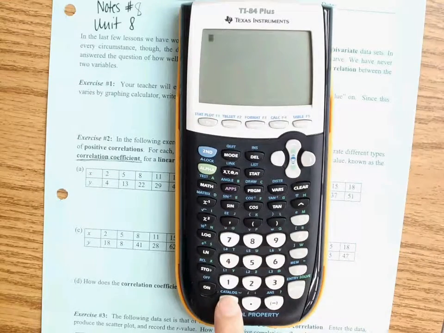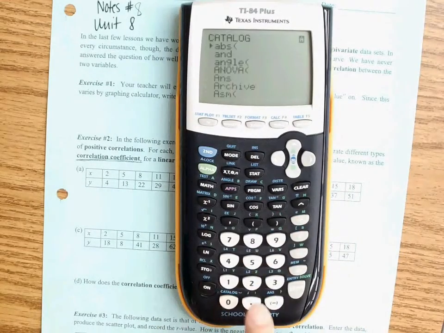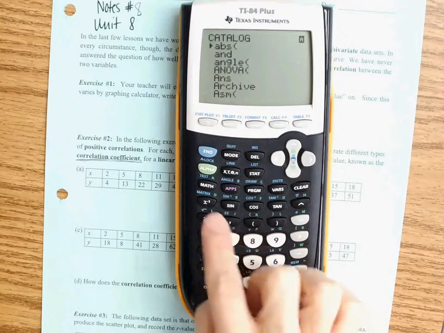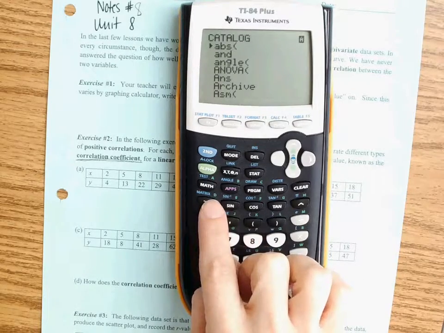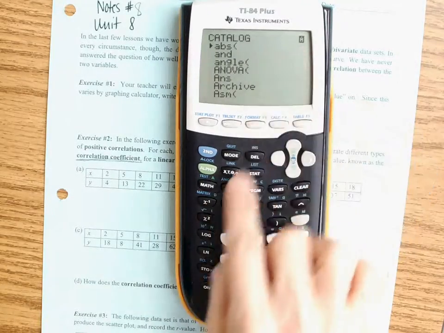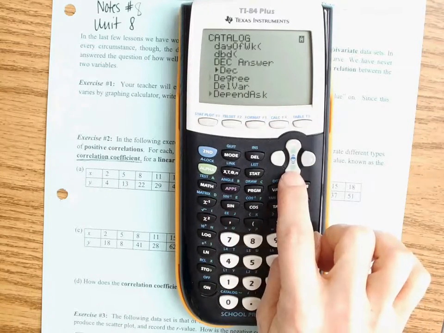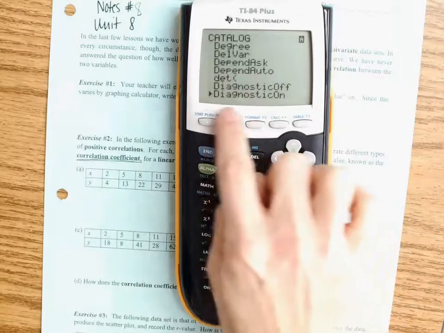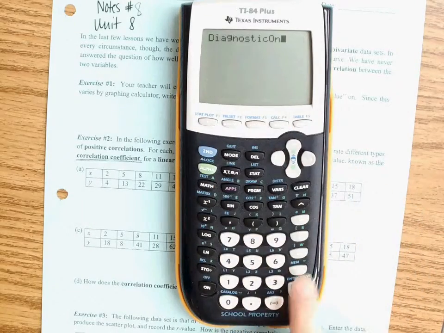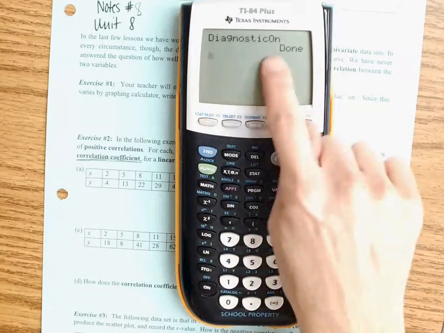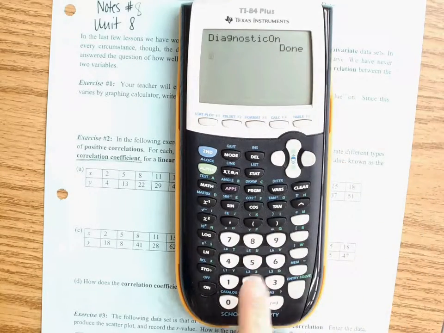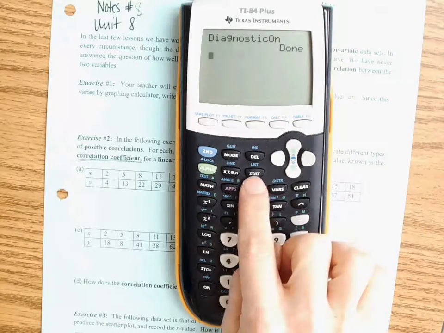We're going to go to the catalog, so we hit second, catalog, and we're going to go to something called diagnostic, so we're going to hit D. We see the alpha is turned on, so we'll hit D. We're going to scroll down to diagnostic and turn it on, so we hit enter, and enter again. Now it's on.